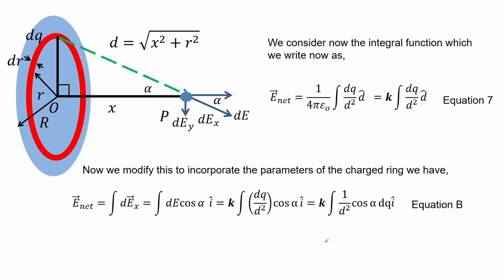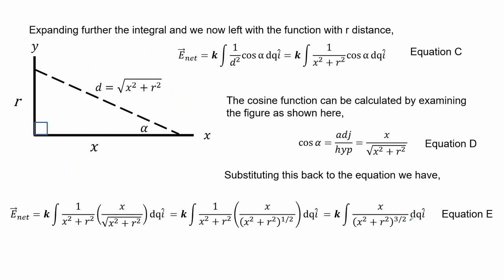We consider now the integral function, which we write as equation 7. We modify this function to incorporate the parameters of a charged disk as shown in equation B. Expanding the integral further, we are now left with the function with the distance d as shown in equation C. The cosine function can be calculated by examining the figure as shown here in equation D. Substituting this back into the equation, we have function E.